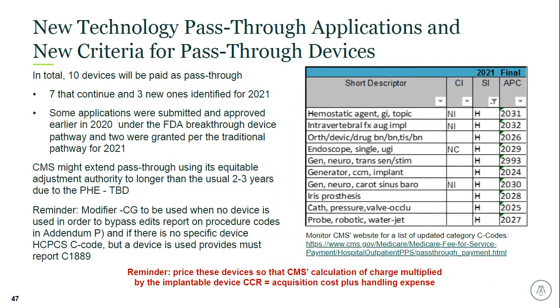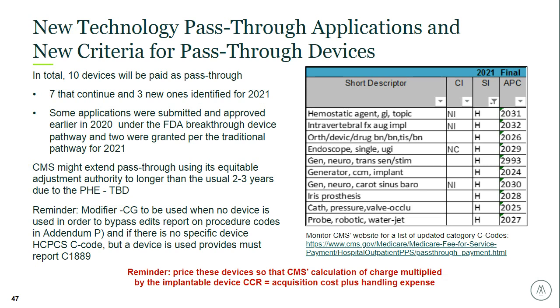All right, I'm turning now to new technology. So I hope you all are very familiar with the inpatient prospective payment system, new technology add-on payment. Very, very dependent not only on your correct coding when you utilize one of those new technologies, but also your pricing. Well, the same is true for outpatient devices that have the temporary pass-through status. Seven continue from last year through 2021, and they've added three new ones.